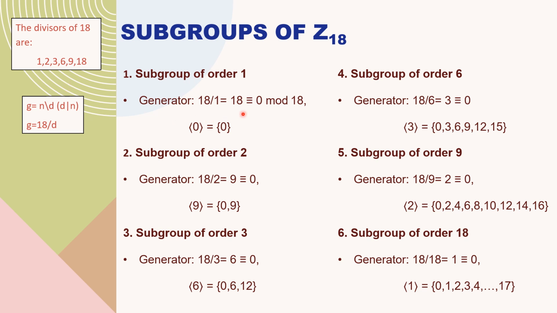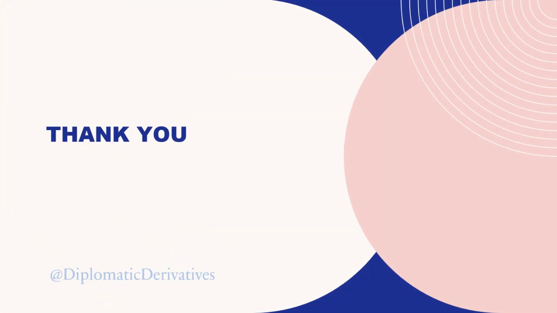Like we got the generator as 0, so 0 is creating this subgroup. We have the generator as 9, so 9 is creating this subgroup for you, right? So we need the generator, which is n by d. Remember the formula, n by d. That's how you perform this type of question. So these are all the subgroups: 0; 0, 9; 0, 6, 12; 0, 3 till 15, and so on. All right, that's how you perform these types of questions.